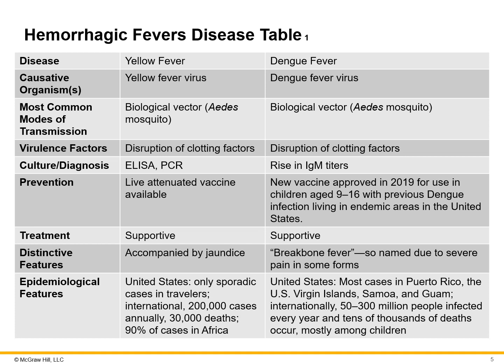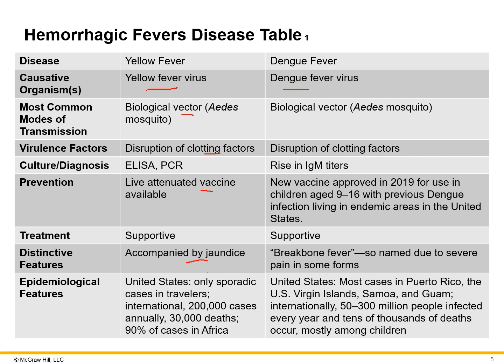If we look at the summary table here, the yellow fever is caused by yellow fever virus. Pretty easy to remember that one. Again, transmitted by the mosquito. It does disrupt clotting factors, and that's what leads to the hemorrhaging. There is a vaccine available, but treatment is supportive. But one of the distinctive characteristics is some liver damage that leads to jaundice.